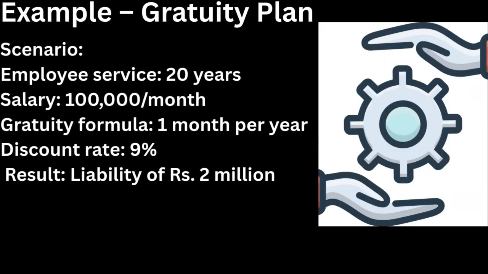Let's take a practical example. An employee is entitled to a gratuity of 1 month's salary per year of service. After 20 years, and with a monthly salary of 100,000 rupees, the present value of the obligation, discounted at 9%, is around 2 million rupees.